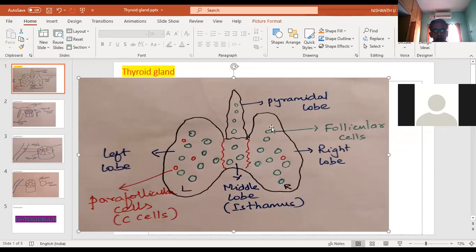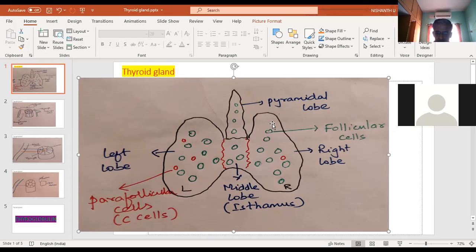You have to write about the synthesis. You have to explain the biosynthesis of thyroid hormone, and you have to give a detailed account of the functions of thyroid hormone if they ask for 10 marks. If they ask for 5 marks, just specifying the functions of the thyroid hormone is sufficient. So let us discuss the thyroid gland.